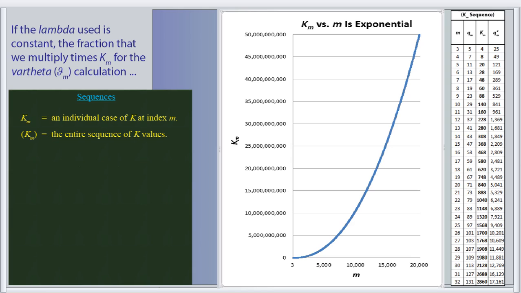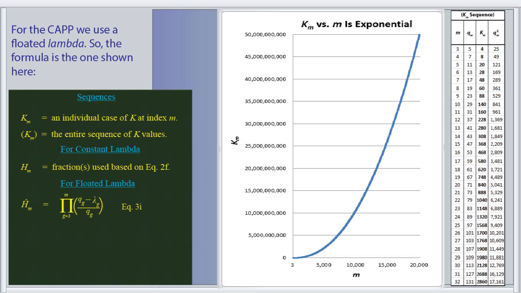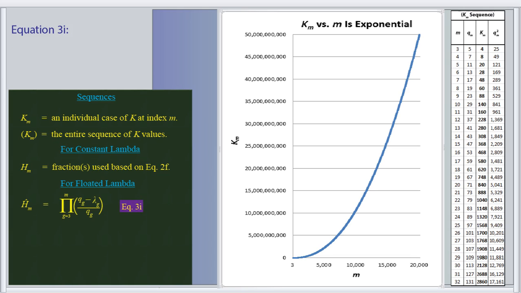If the lambda used is constant, the fraction that we multiply times k for the var theta calculation is designated as h. But if the lambda value is floated, the fraction is designated as h hat. For the CAP, we use a floated lambda, so the formula is the one shown here. Equation 3i, h hat sub m equals the product from g equals 3 to m of q sub g minus lambda sub g, the quantity, over q sub g.